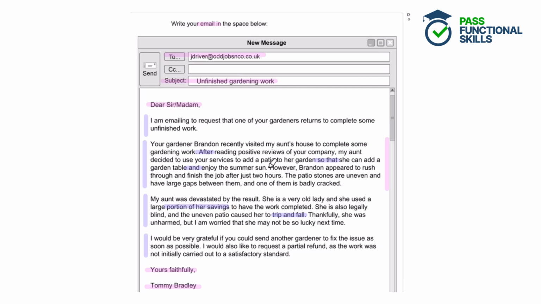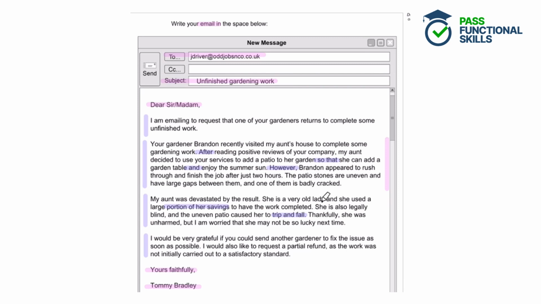Then we have the connective word however. This links to the previous sentence and suggests that something went wrong. We're going to contrast this positive enjoyment of the summer sun with the work that went horribly wrong. So, however, Brandon appeared to rush through and finish the job after just 2 hours.